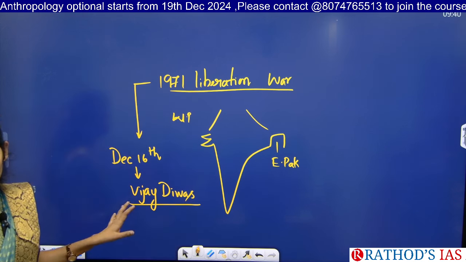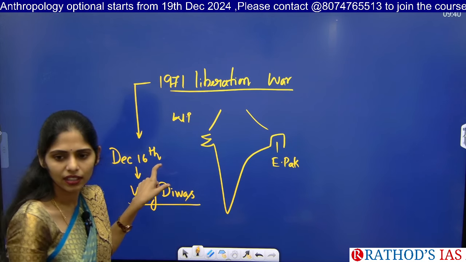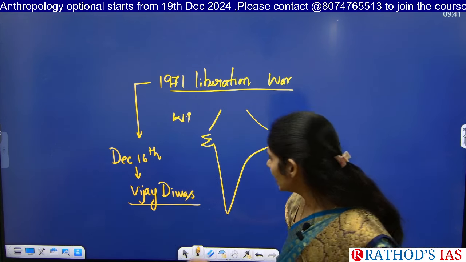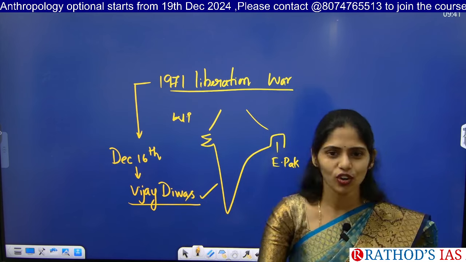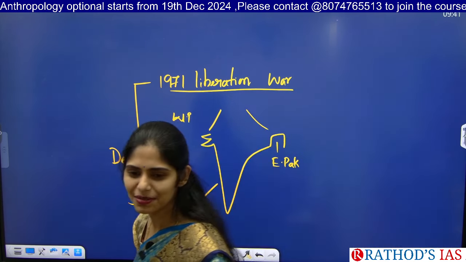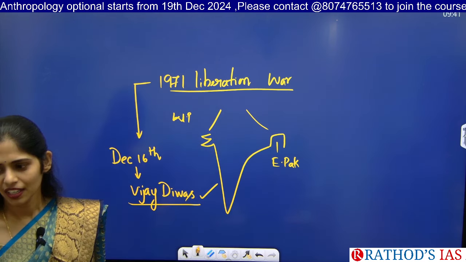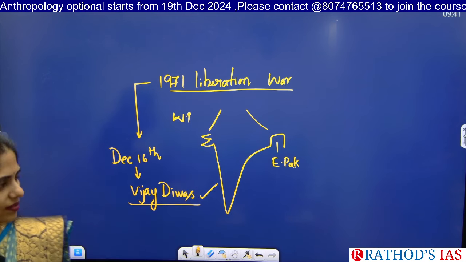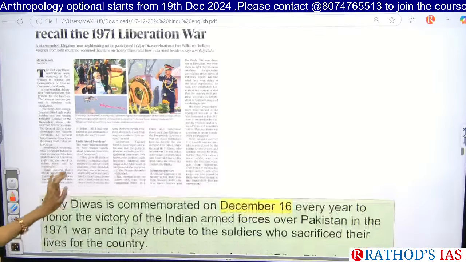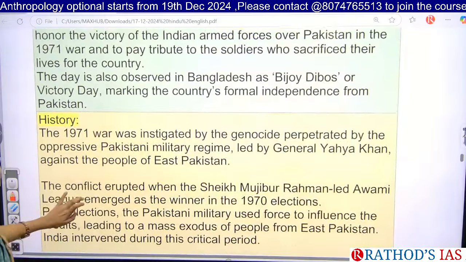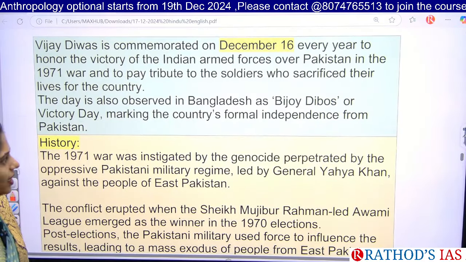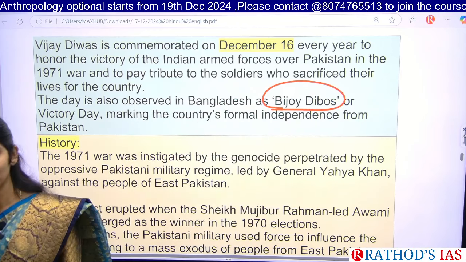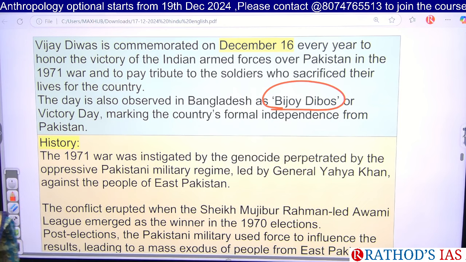Why do we celebrate Vijay Divas? Tell me. In India, we celebrate this day as Vijay Divas. So what is the name that Bangladesh uses on this December 16th? Any idea? International relations is done. Tell me. Yeah, more army people. The name for this day in Bangladesh is Bijoy Divos. Bijoy Divos is celebrated in Bangladesh. In India, we celebrate it as Vijay Divas.